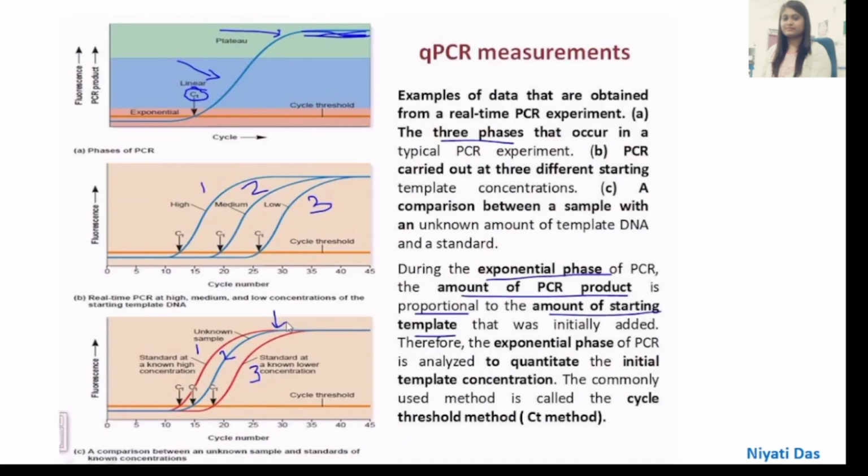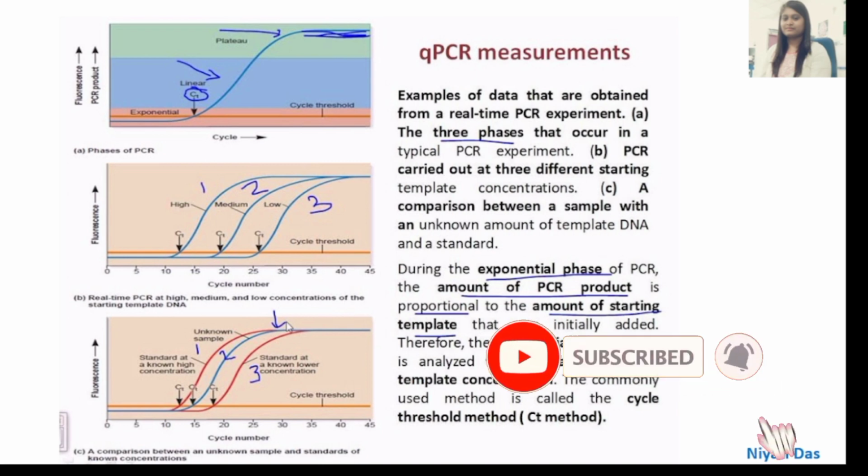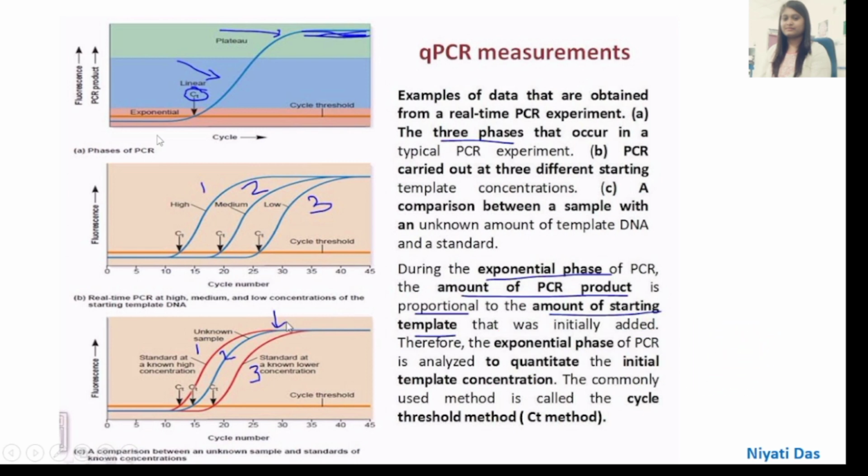What are the phases of qPCR? qPCR has three phases, and we have to know each phase one by one. The first one is the exponential phase, which is also known as the starting phase of the PCR. Then the linear phase, then the plateau. These are the three phases of qPCR.